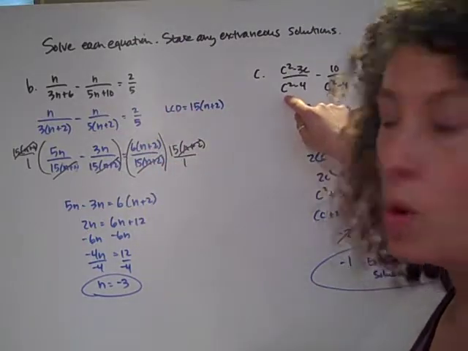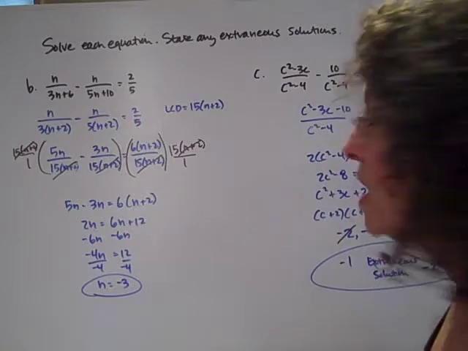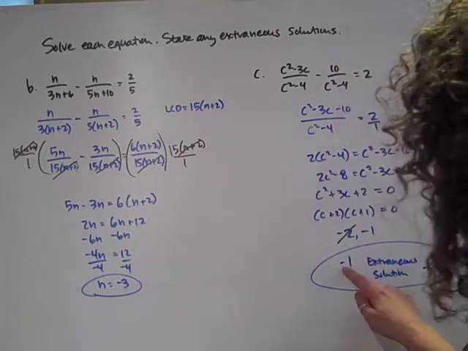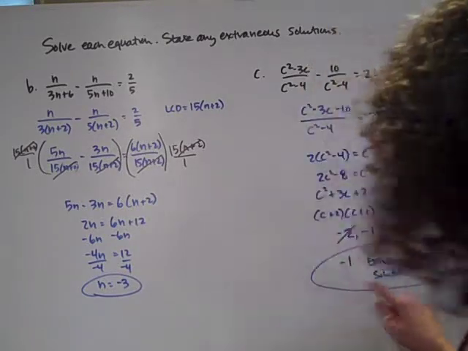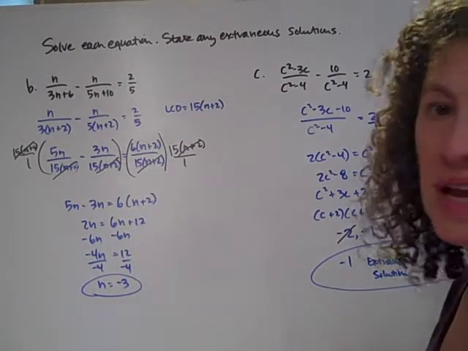Negative 1 squared is 1. 1 minus 4 gives me negative 3. So negative 1 works just fine in there. So I have one solution of negative 1 and an extraneous solution of negative 2.